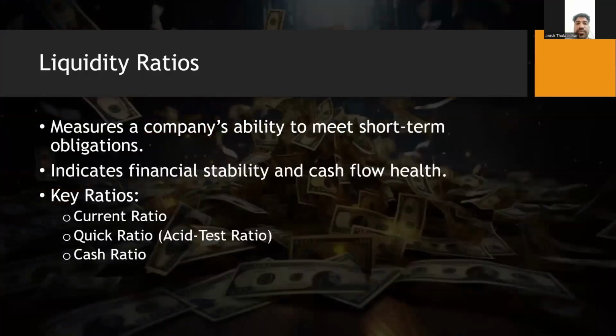Short-term liquidity ratios assess a company's ability to meet short-term obligations and maintain financial stability. Strong liquidity ensures smooth operation without financial distress.